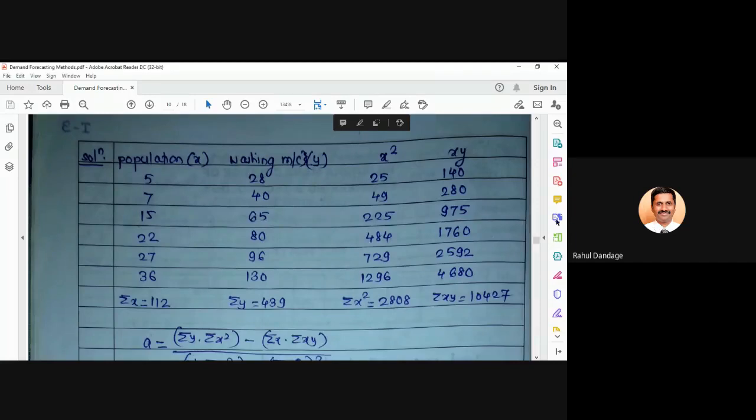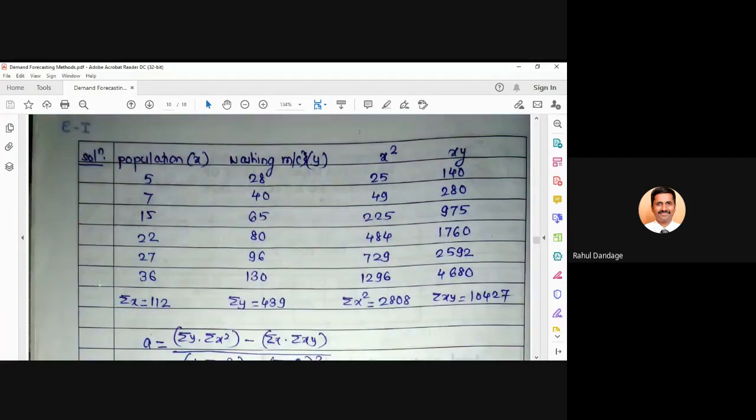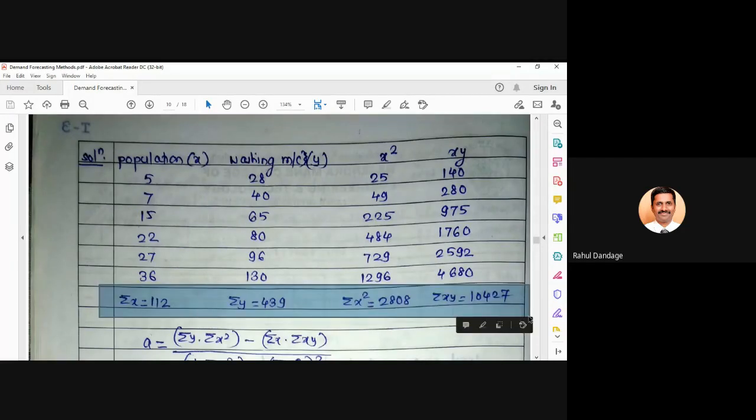So try to complete this table and cross check the values of the summations which are given in the last row. So I'm just highlighting that row. So these are the various values.